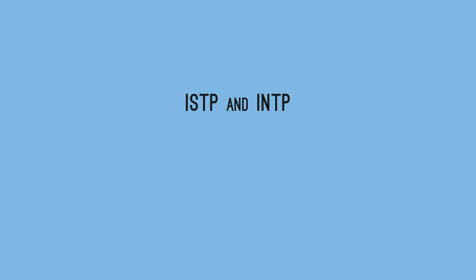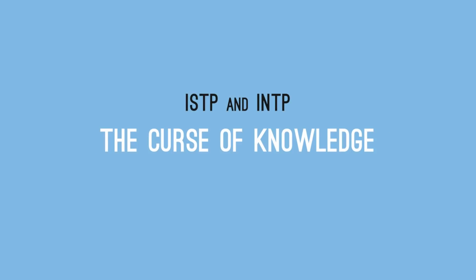ISTPs and INTPs. The curse of knowledge. The curse of knowledge is a cognitive bias that occurs when an individual who is communicating with other individuals assumes they have the background knowledge to understand. This bias is also called by some authors the curse of expertise. Sometimes when you are knowledgeable in a certain area, it's easy to forget that other people aren't, or even more, that other people don't even care about learning much about a specific topic. It's hard to both remember and empathize for that state of not knowing something.